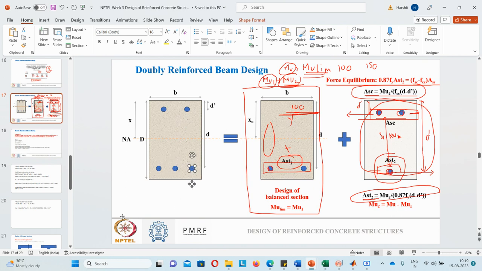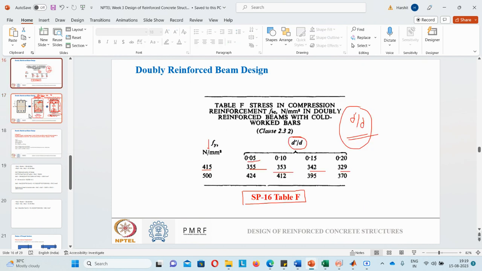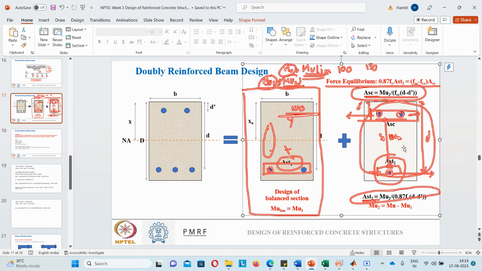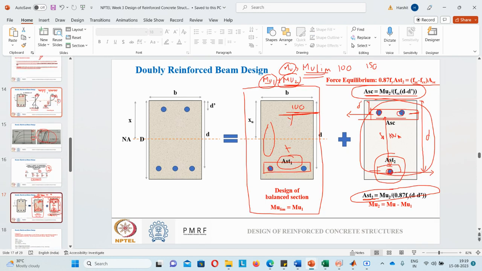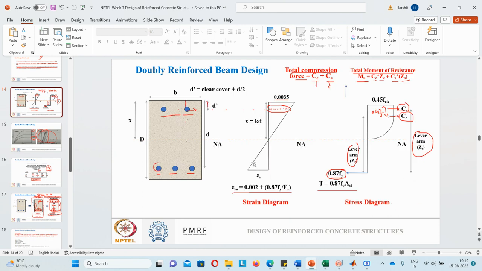Sir, please once again explain fsc. Okay, so see, we know from the strain diagram that the strain acting on the compression side won't be the same as the strain acting on the tension side. So the stress that this steel will offer will correspond to the strain that is acting on the steel. So for that we need to calculate the compressive stress acting on the steel.